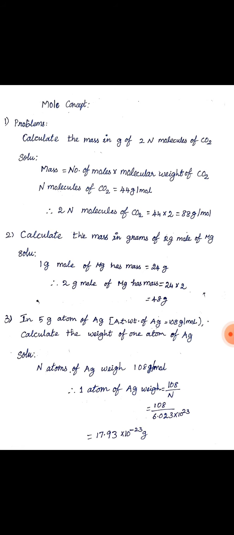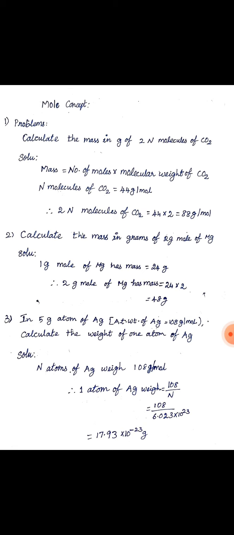Third problem: in 5 gram atom of silver, the atomic weight is given in the question itself. Note it. Atomic weight of silver is 108 gram per mole. From this you have to calculate the weight of 1 atom of silver. How will you calculate? Easy steps only. Number 1, we should write N atoms of silver weigh 108 gram per mole. Therefore, you can write 1 atom of silver weighs 108 divided by N.